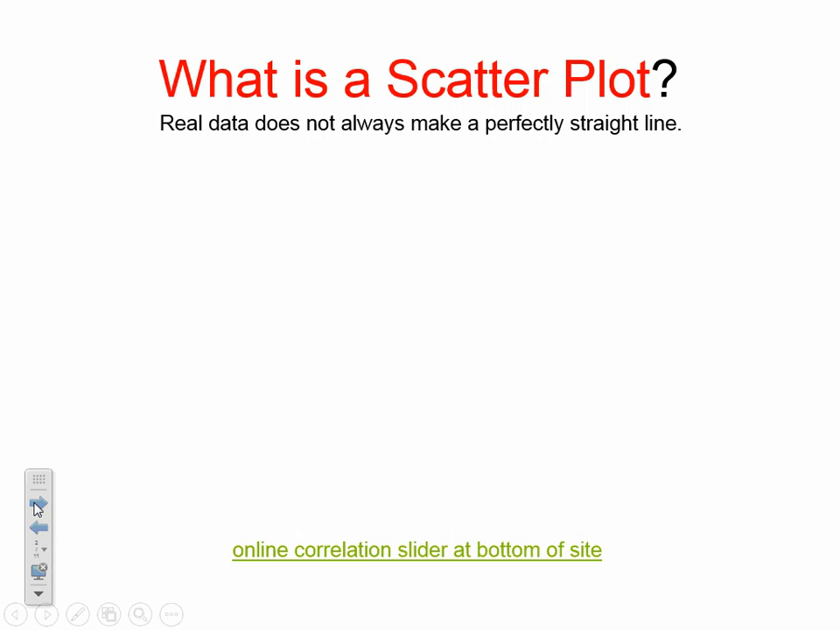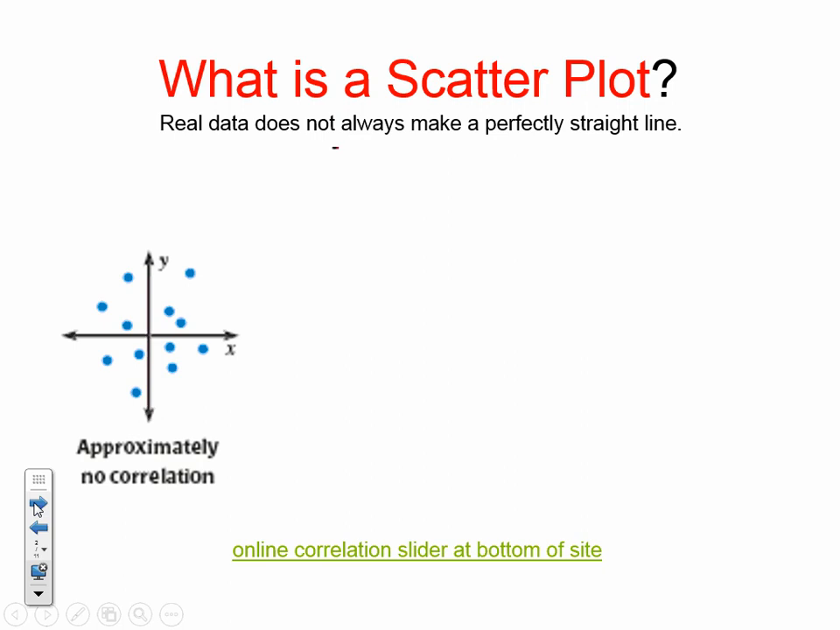What is a scatter plot? Well, this is when real data does not always make a perfectly straight line. Those data points are, well, scattered all over your graph. Sometimes the data points look like this. They're very scattered. There's no real relationship between the x and the y variable. This is when there's no correlation, they'll say. There's no relationship between the x and the y.